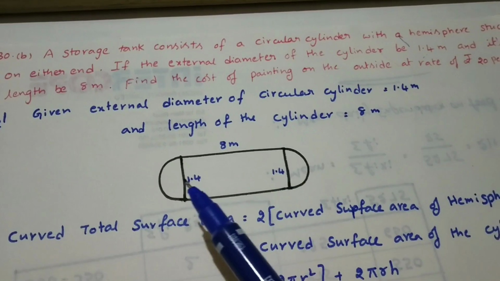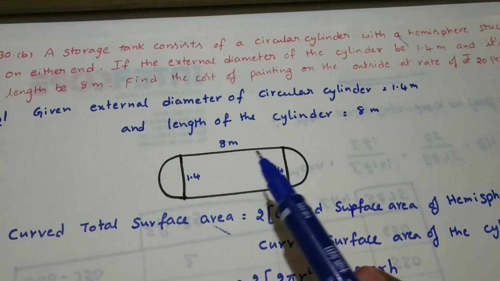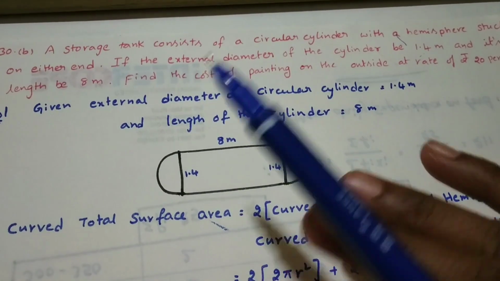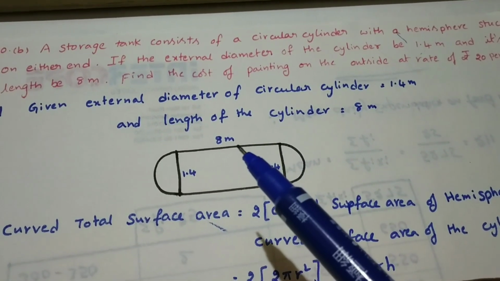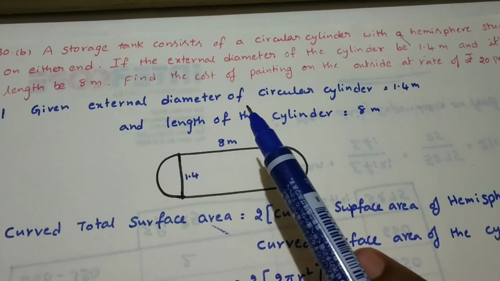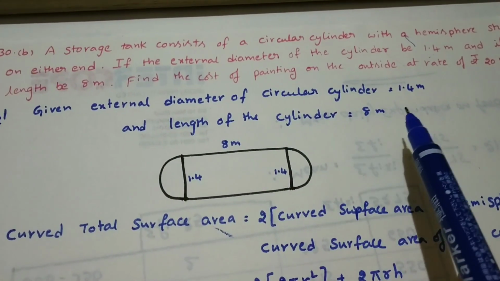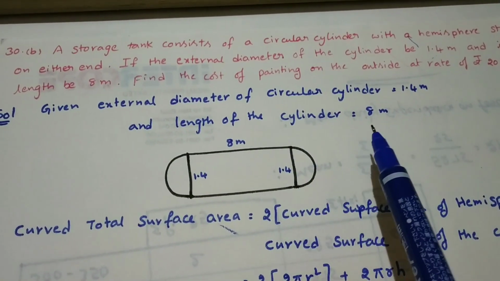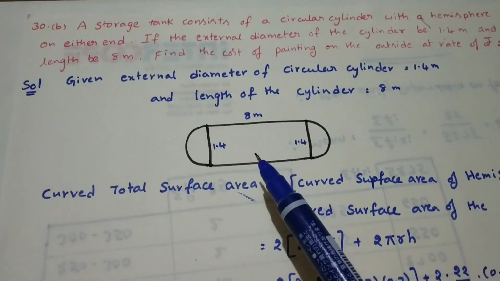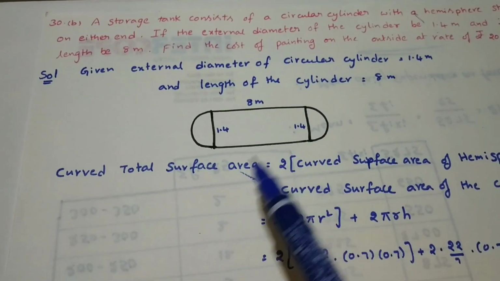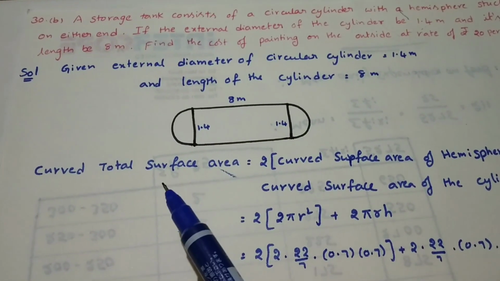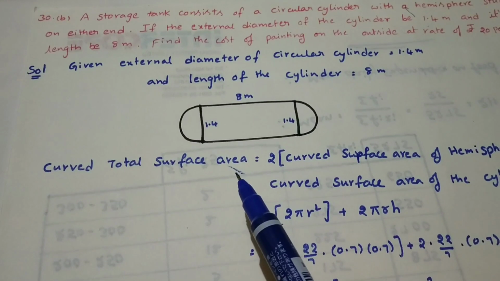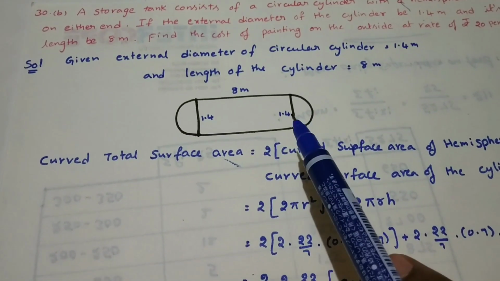1.4, they given, and the length of the cylinder is nothing but the height. So the height of the cylinder is 8 meters. Whatever is given, you write down first: external diameter is 1.4 and length, which is the height, is 8 meters. Now we have to paint this whole outside of the diagram, meaning we need the total curved surface area. For this one, 2 hemispheres are there, no?